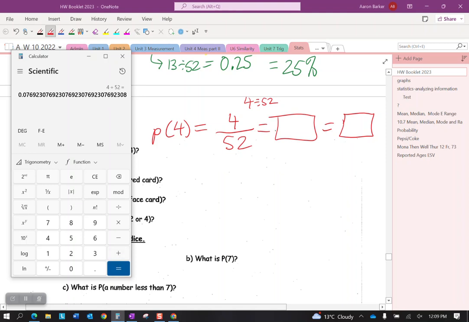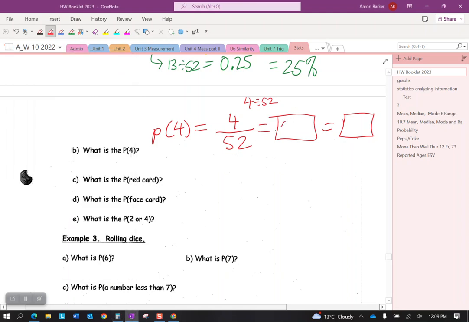So 0.0769. And we'll just go 0.076. 4 divided by 52. What's that?